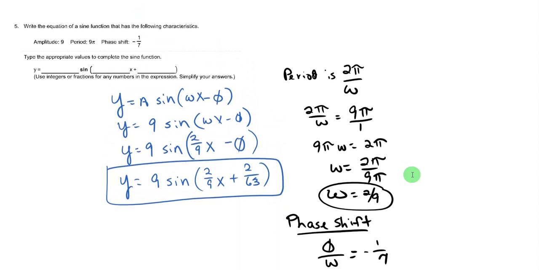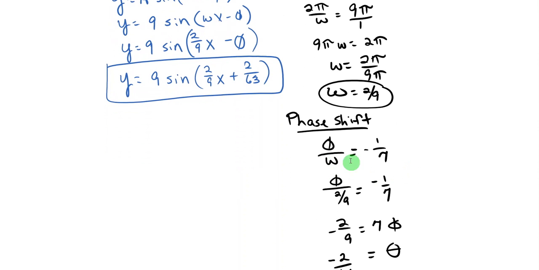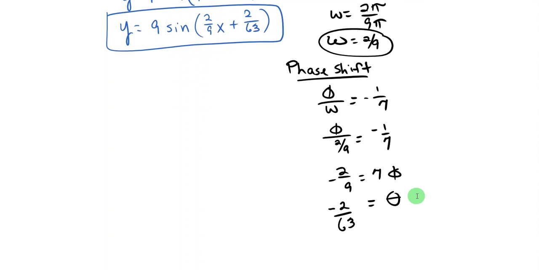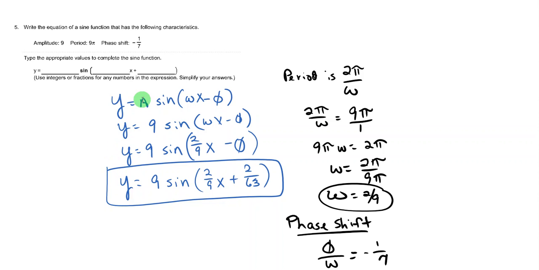The phase shift is negative 1 over 7, and we now have our w, so we'll do phi over 2/9 equals negative 1 over 7. Cross multiply, negative 2/9 equals 7 phi. Divide by the 7, and you get negative 2 over 63 equals phi. It's not theta. All right, so let's see if we can write that. We're filling in these parts.